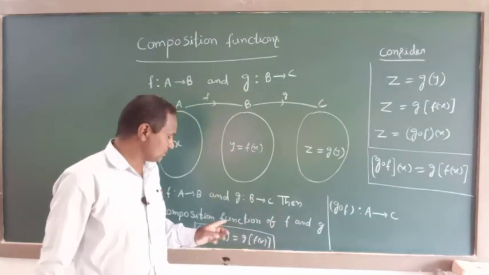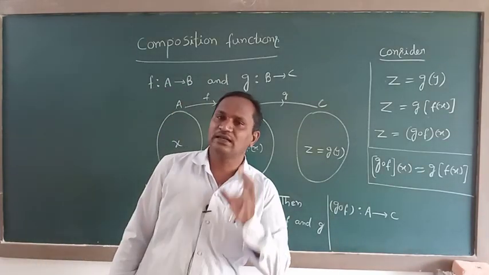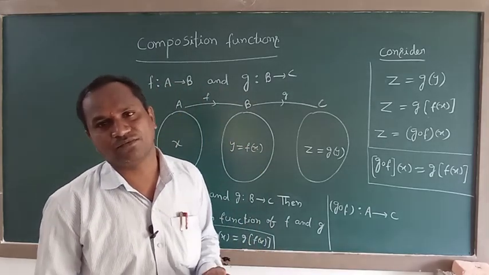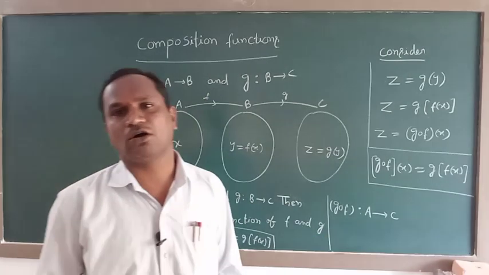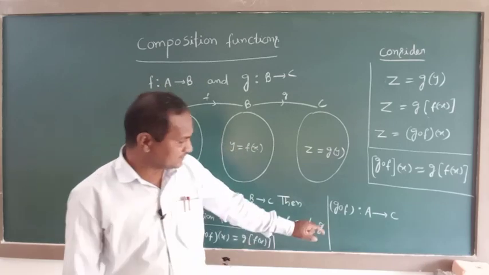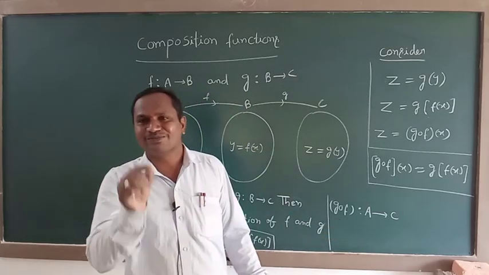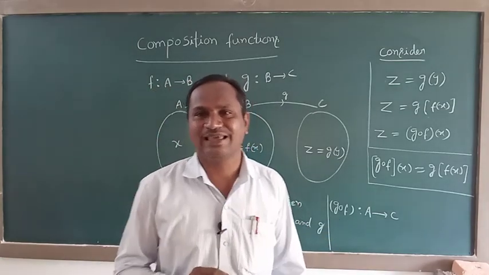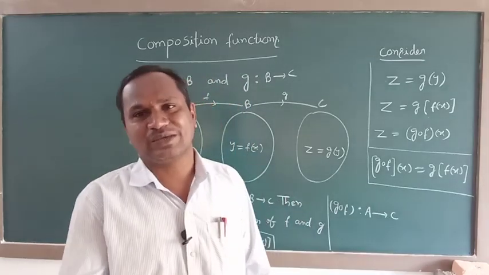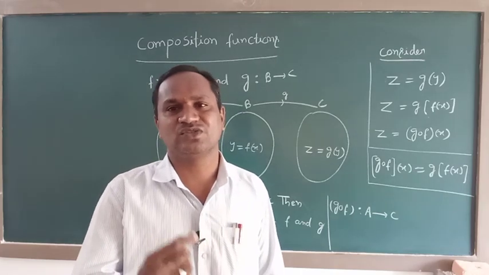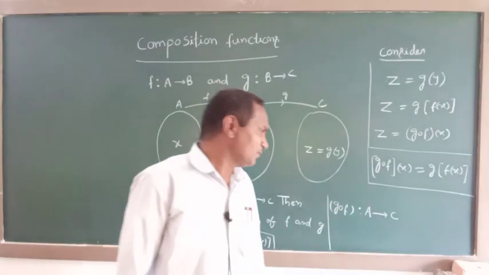Let f map from A to B and g map from B to C. These are the two functions, then the composition of the functions f and g is given by g circle f of x is equal to g of f of x. Because it is a very small circle, I'm calling it g circle f, but you can also call it a dot. So g circle f of x is equal to g of f of x, or g dot f is equal to g of f of x. No problem.